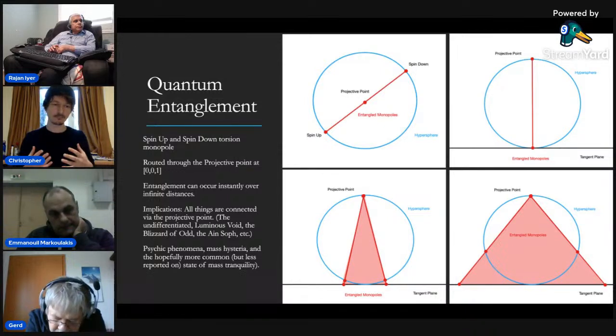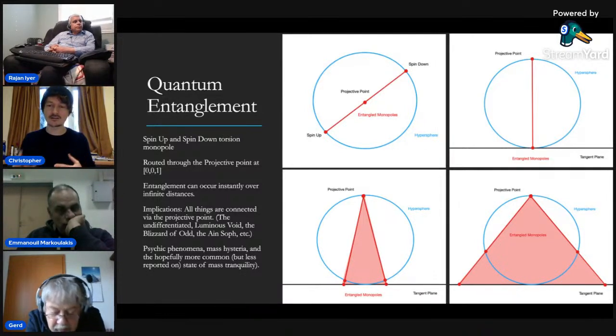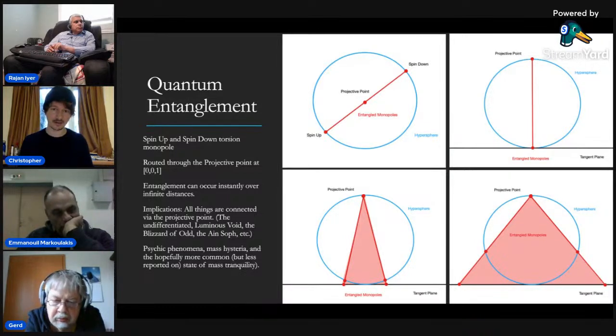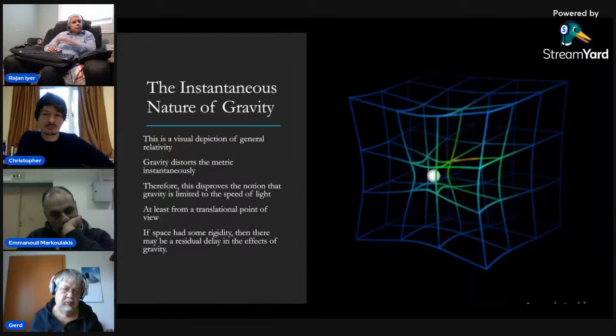So I guess some of the implications of this, from the point of view of the projective point, is that everything is connected through the projective point. If we think of different Eastern philosophies like Buddhism, they say all is one. You could have it as the projective point; it kind of symbolizes that. It also helps to explain psychic phenomena and other things like mass hysteria, hive mind effects, and synchronicities, things that are often outside the scope of science.